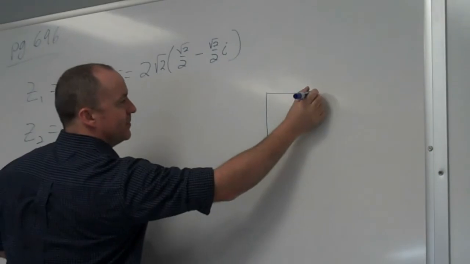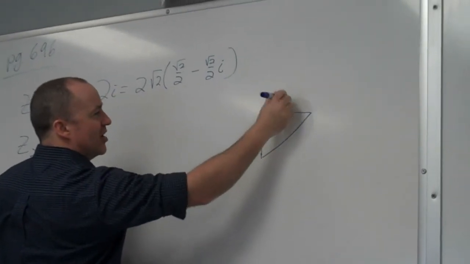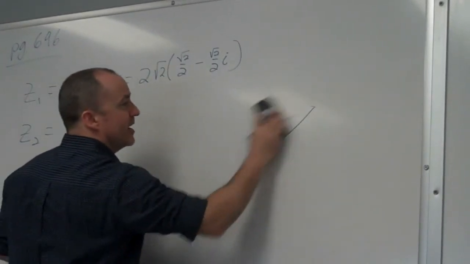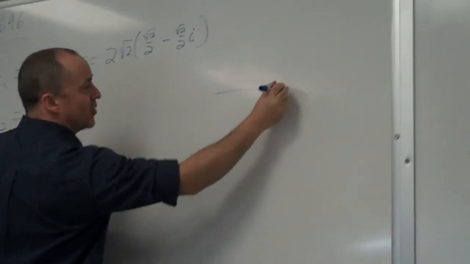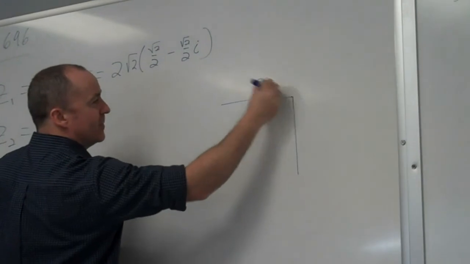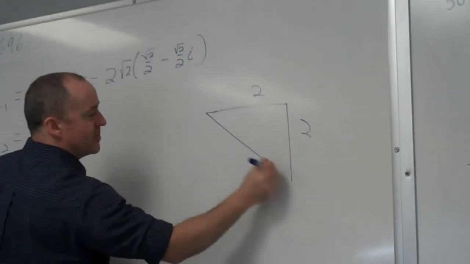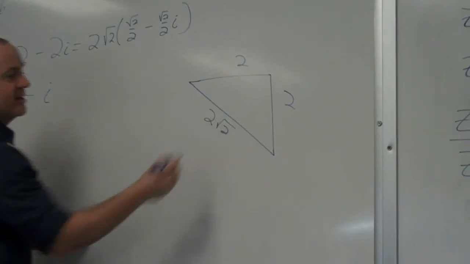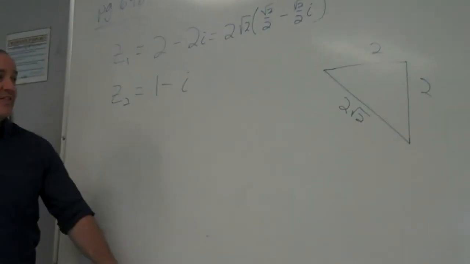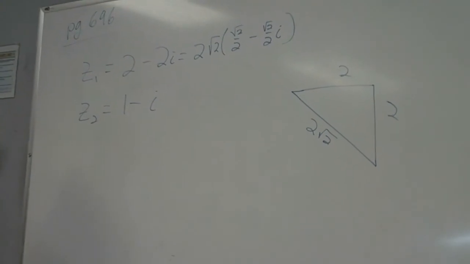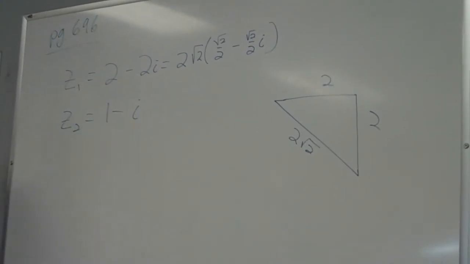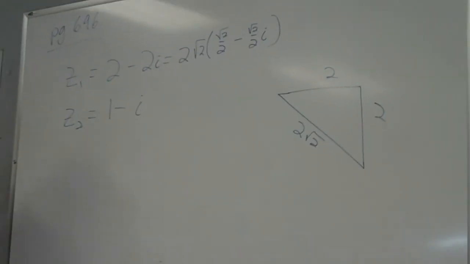and realizing that you've gone 2 to the right and 2 down, and then using the Pythagorean theorem or your memory of special triangles to realize that you're going to have a 2 root 2 hypotenuse. That's what you factor out. You always factor out the hypotenuse.